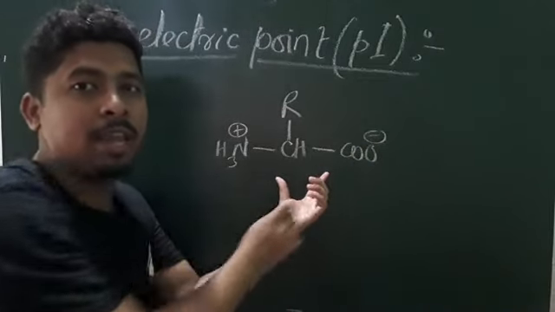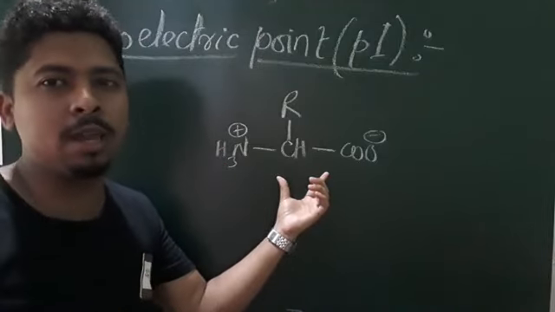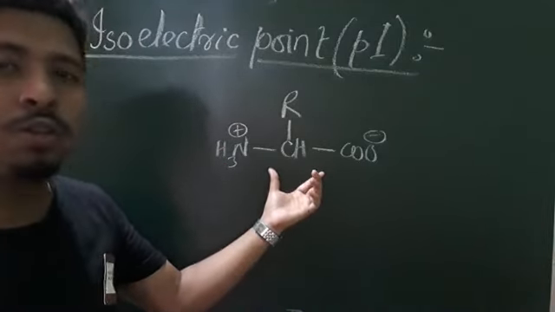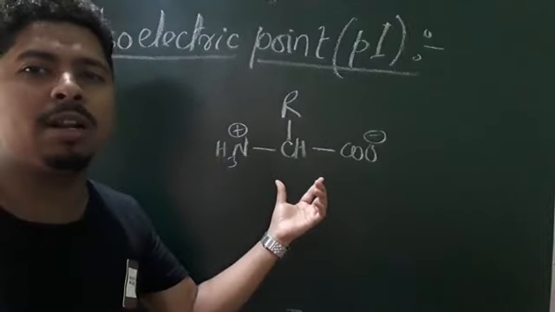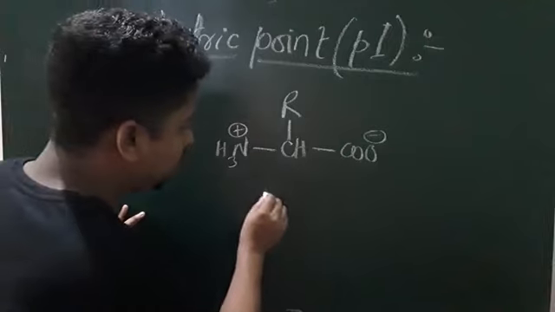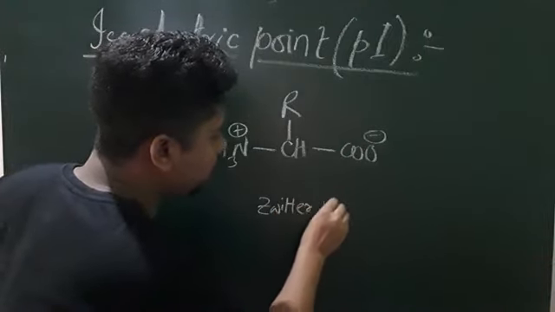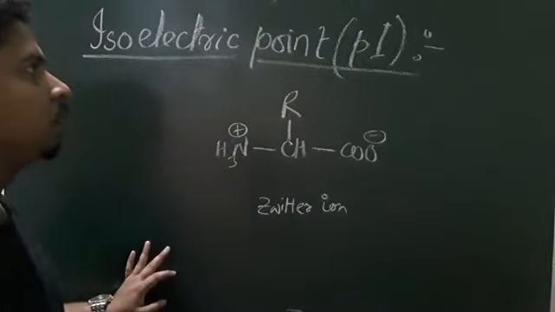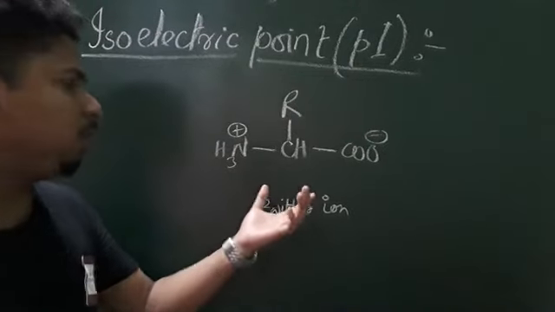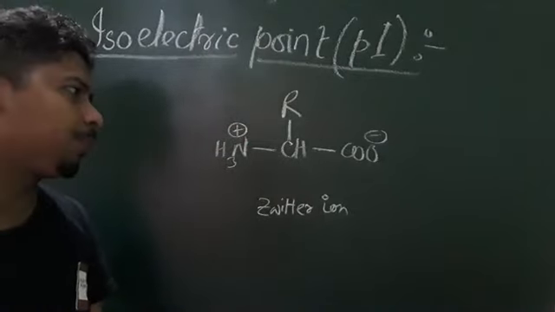In the same molecule there will be two charges, one positive charge and another negative charge, and such type of ion is called Zwitter ion or dipolar ion. So this is Zwitter ion. Now, with the help of this concept of Zwitter ion, we are going to discuss isoelectric point.